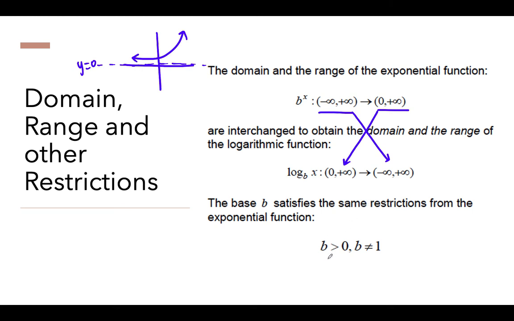Now keep in mind that the base always has to be greater than 0, but it cannot be 1. Why? Because if it's a base of 1, anything to a base of 1 is just going to be 1. Therefore, it's not going to be exponential, it's going to turn into a linear function.